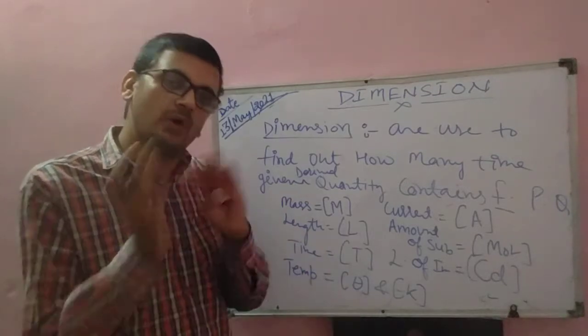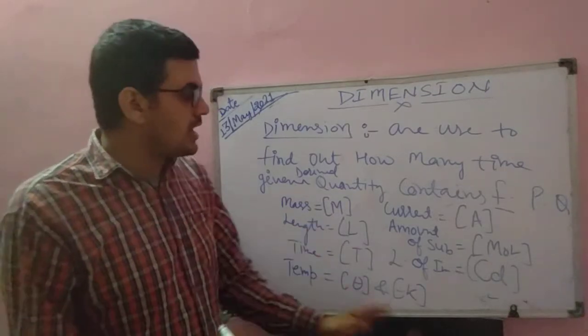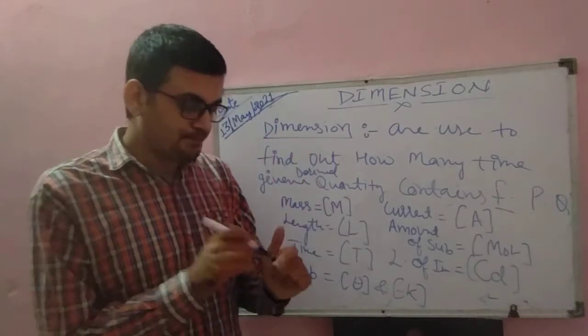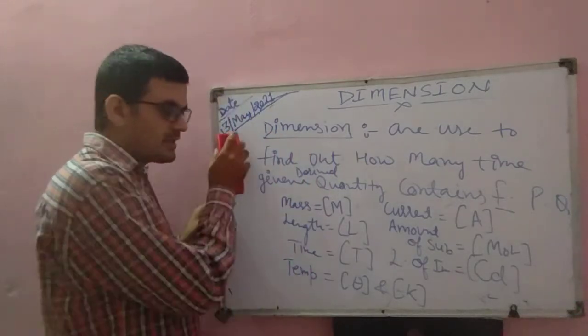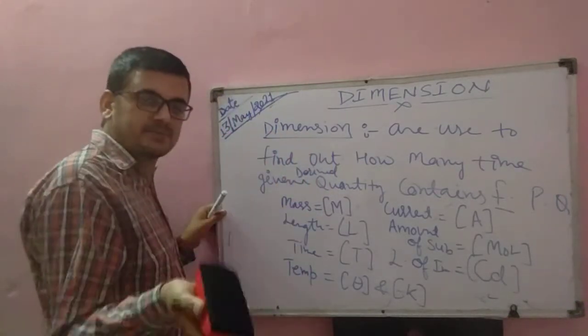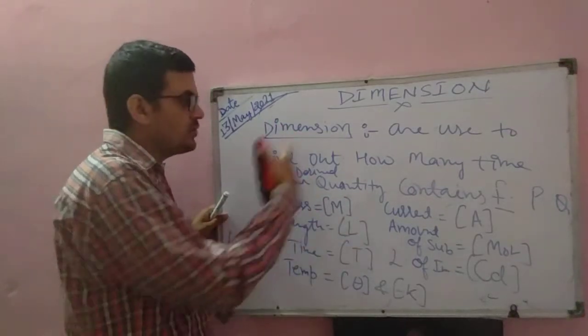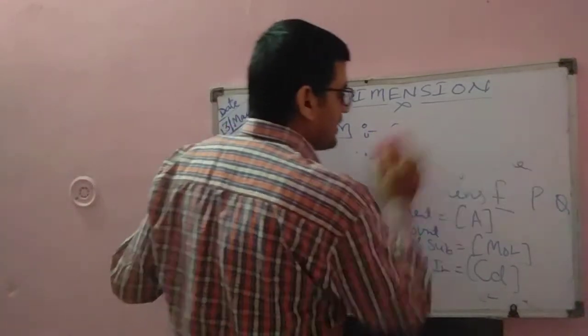I have already told you. So these symbols are used to represent the dimension of a physical quantity. I think you all have written this. I am explaining it again in another way, so it will be clearer what the exact meaning of dimension is.